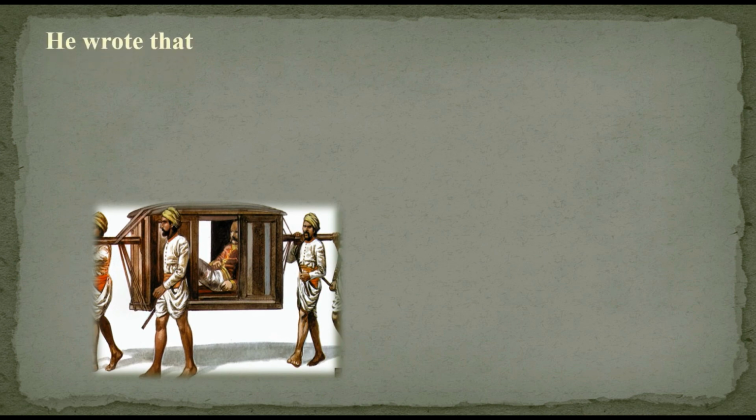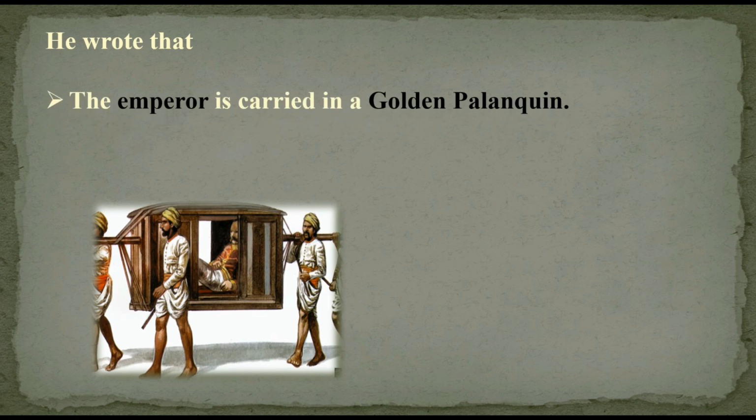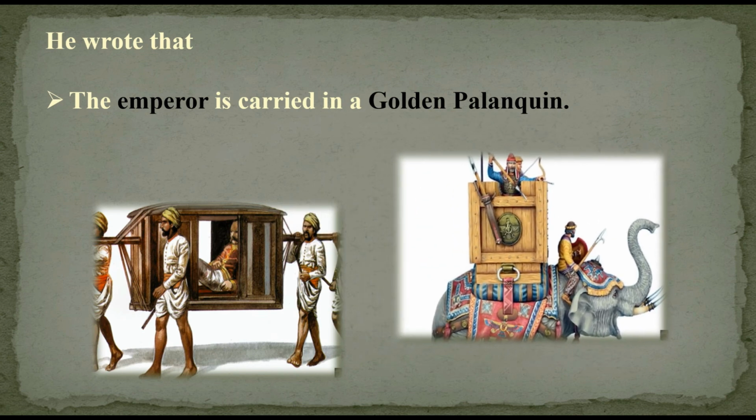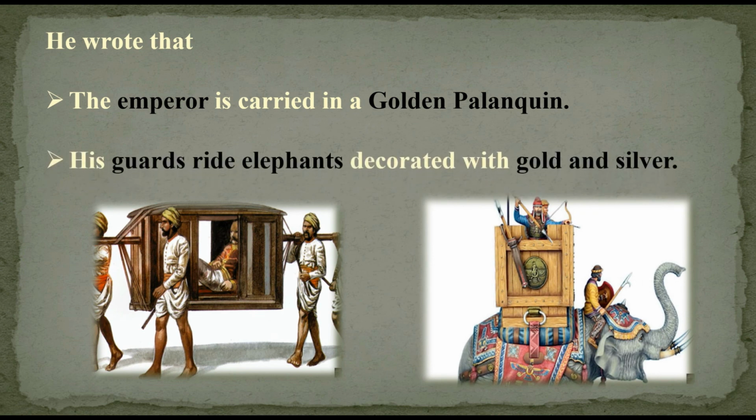As we are seeing in the picture, among the things he wrote, the emperor is carried in a golden palanquin, not an ordinary golden palanquin. And he also mentioned that his gods ride elephants decorated with gold and silver.